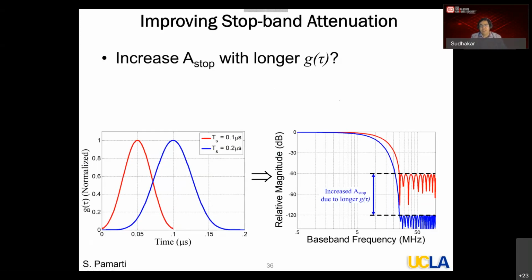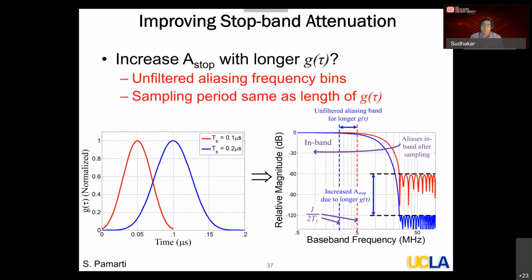So if my G of t is periodic with 0.2 microsecond, then I'm forced to sample at 0.2 microsecond. That means I can get a higher stopband attenuation, but I'm sacrificing bandwidth. I don't want to sacrifice bandwidth. If I have a 20 megahertz band, I want to go to 20 megahertz. So let's get it again. What I have is a trade-off between the stopband attenuation and the bandwidth.